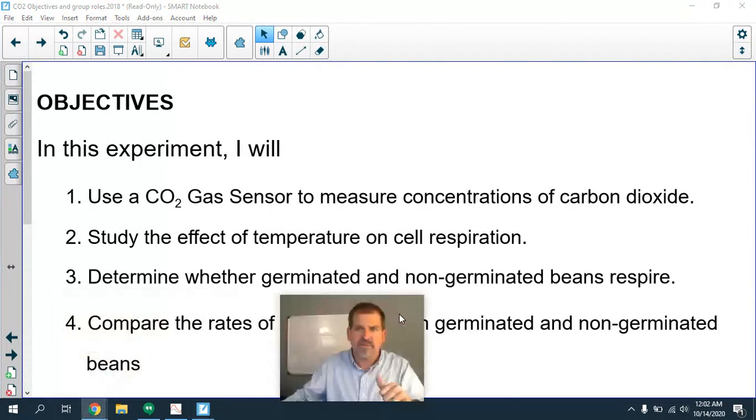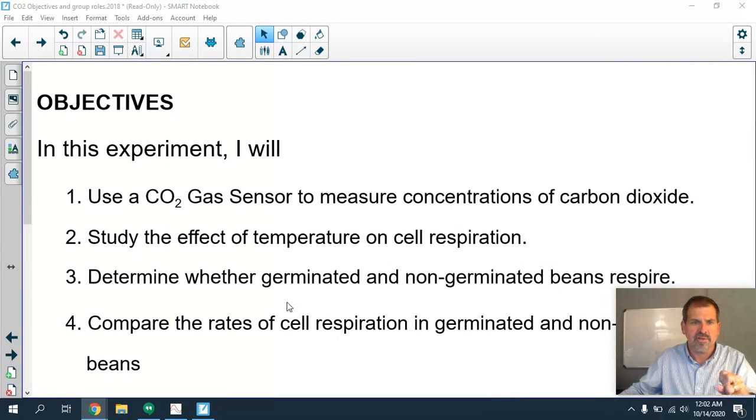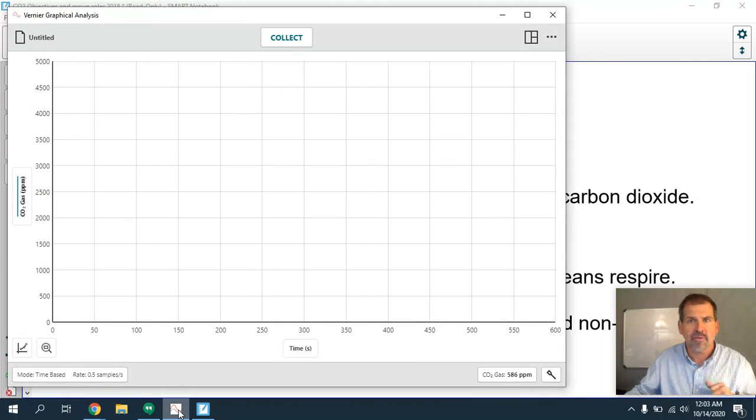There's our objectives. I'm going to move myself over here because now we want to take a look at the lab. How are we going to measure how fast this CO2 is being made? And that takes us to this graph right here. So what I'm going to use, I'm going to hold this up, it's very little, but this is called a CO2 sensor. These little tiny holes pick up CO2. They measure the amount of CO2.